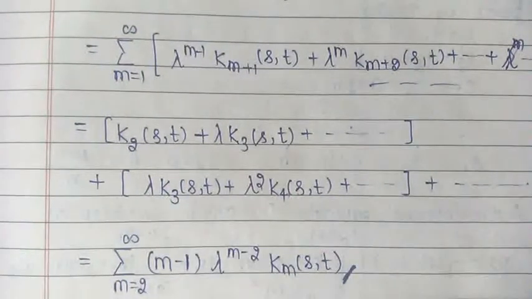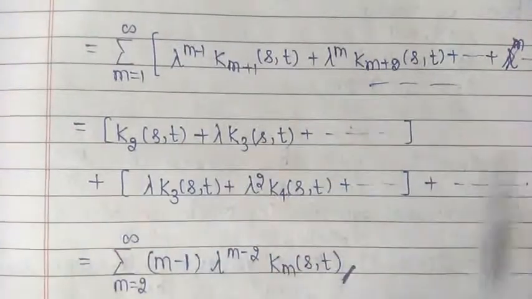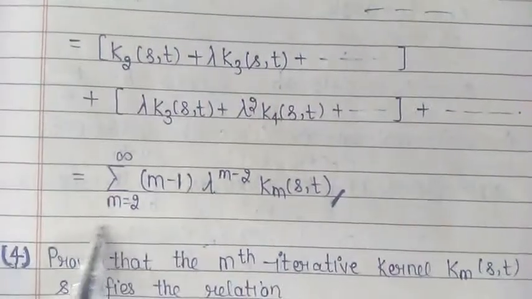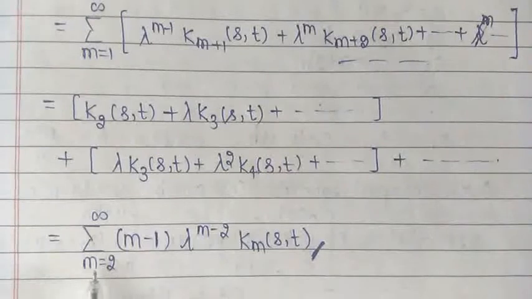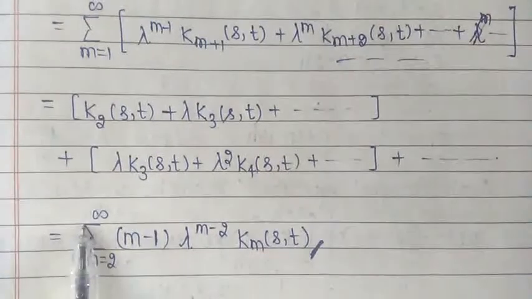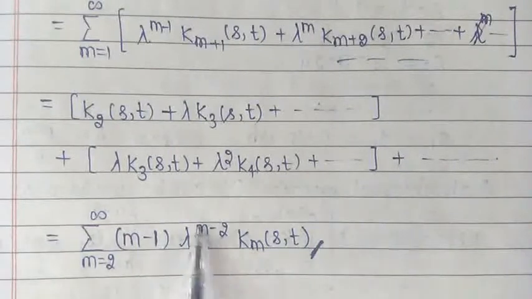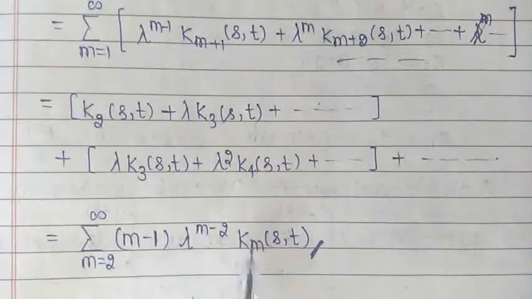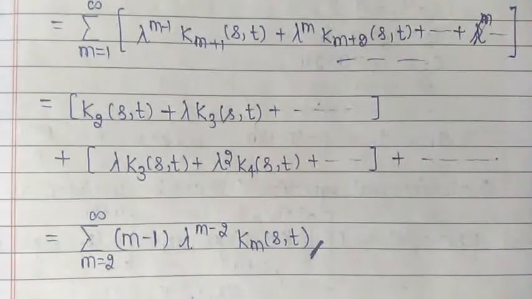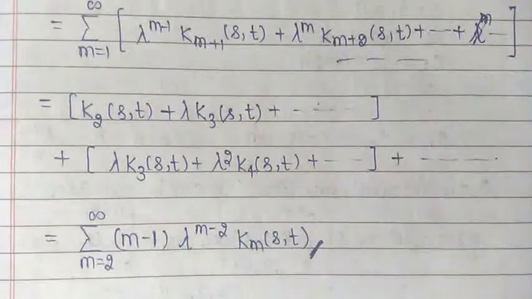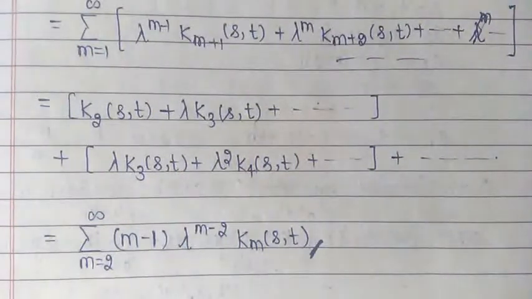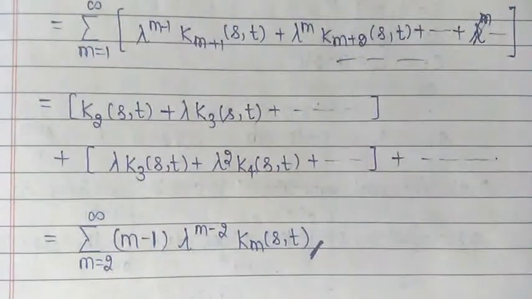Now this whole series can again be written in the form of a summation, given by the summation, m varies from 2 to infinity, (m minus 1) into λ raised to the power m minus 2 K_m(s,t), which is the same as the series obtained on the left hand side. And this proves that the resolvent kernel satisfies the given integro-differential equation. So these were some results about the resolvent kernel.